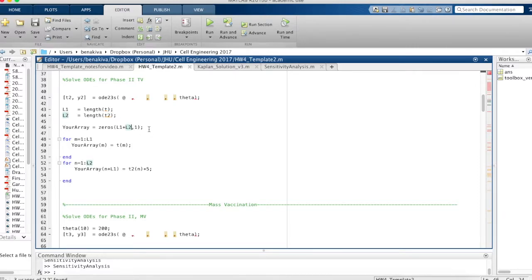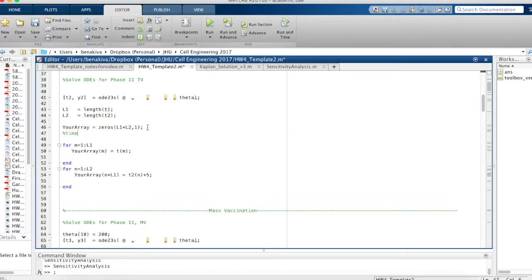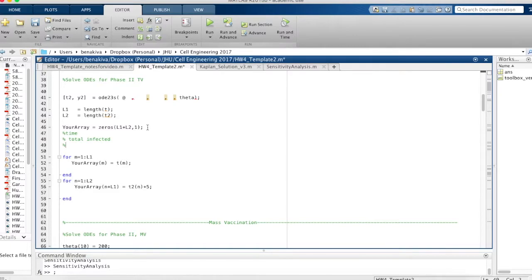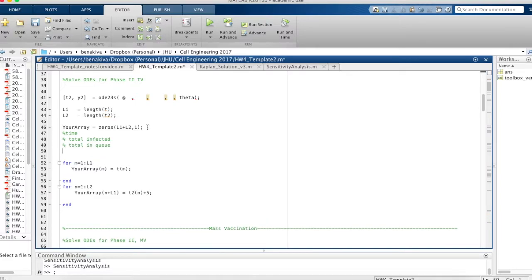And I would actually recommend creating 4 arrays. So the first array would have all your time points, the second array would have the total infected over time, and then the third would have total in queue over time. I'm not sure if I just spelled queue right. And then the last would have the total dead.